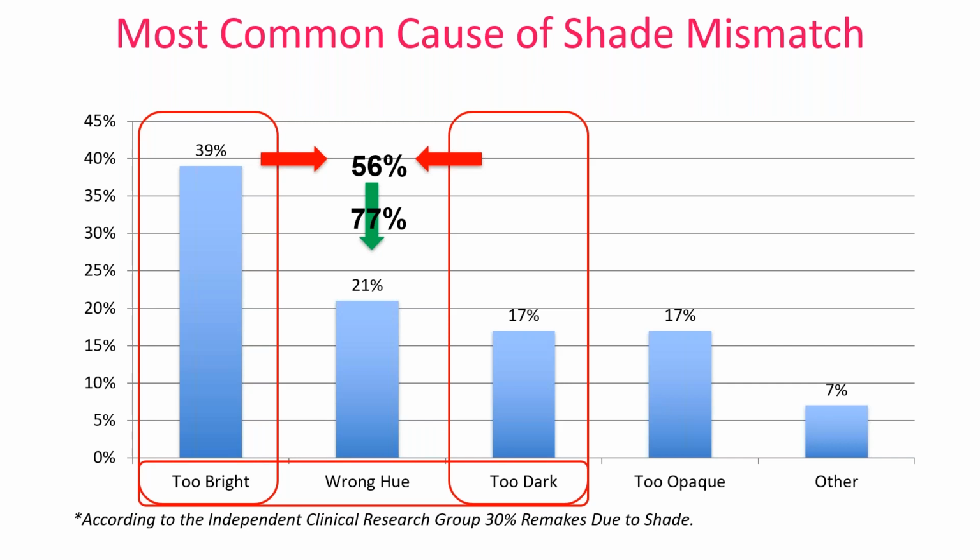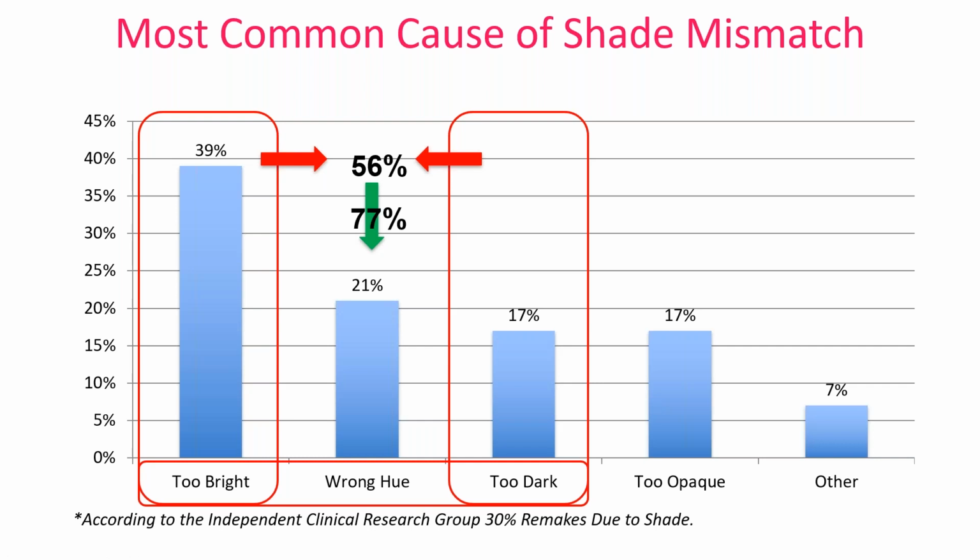You can see here, this is data from the clinical research group. Almost 39% of mismatches are because the shade is too bright, 17% too dark, and wrong hue or wrong color, 21%. If you add those, brightness or value alone, over half of the shades are inaccurately selected due to being too bright or too dark. And if you add in the hue, the 77%, so three quarters of all shade mismatches are mainly due to brightness and or the color.